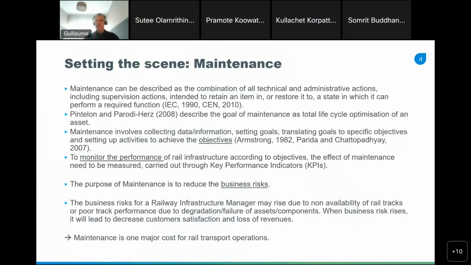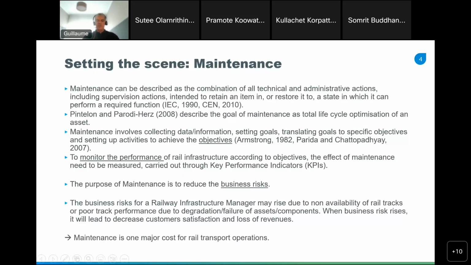So maintenance can be described as a combination of all the technical and administrative actions. I mean, both are to be considered, including some supervision actions. And the main goal is to retain an item in a healthy operational state, and to restore it when it's not in a healthy operational state to perform required functions related to some objective.